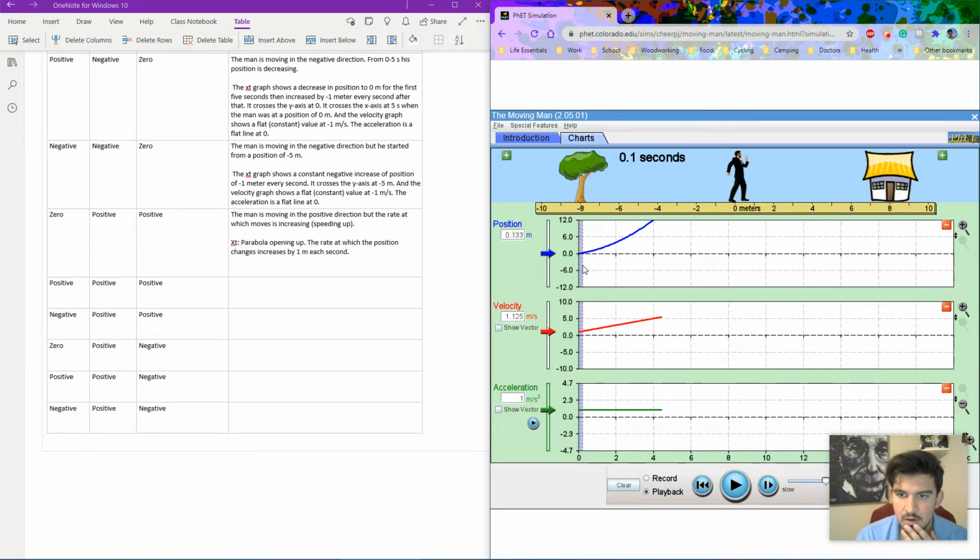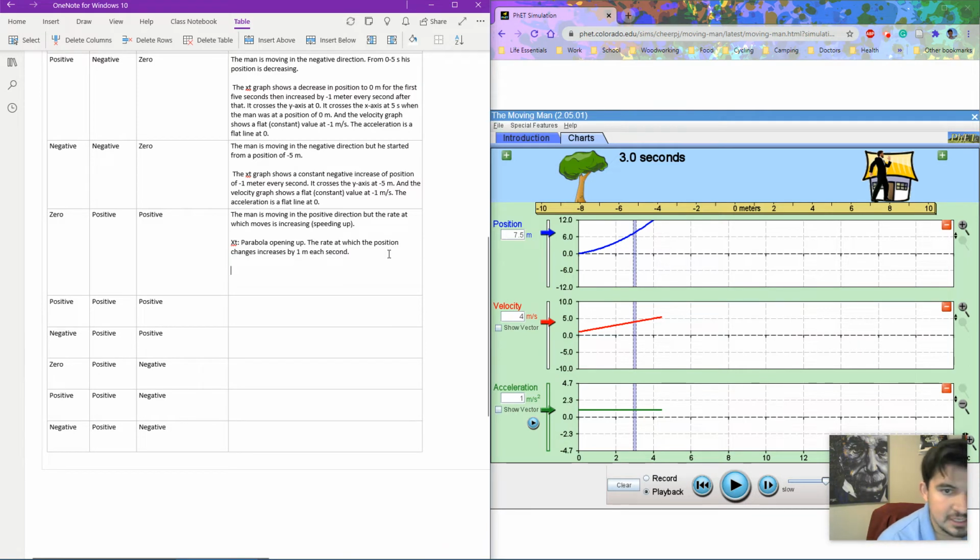So he started at 0. He was at 1.5 after 1 second. 1 second later, he was at 4, so that means he moved 2.5 meters. At 3 seconds, he was at 7.5, which means he went up 3.5 meters. Then he would go 4.5, 5.5, 6.5. So the rate at which his position changes is increasing.